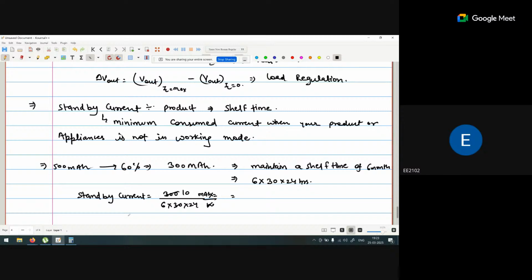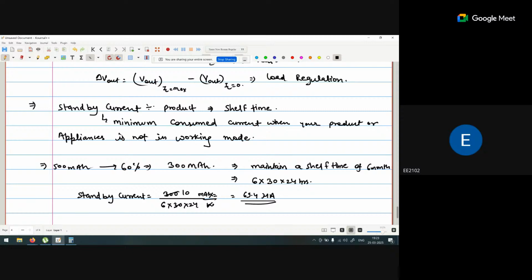So that means 69.4 microampere current in standby. Until the product is used, your product will consume 69.4 microampere. If your product is not in working mode, it will consume 69 microampere.